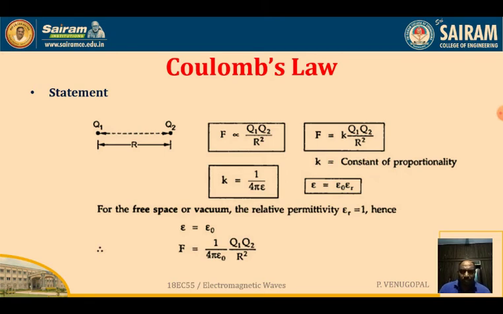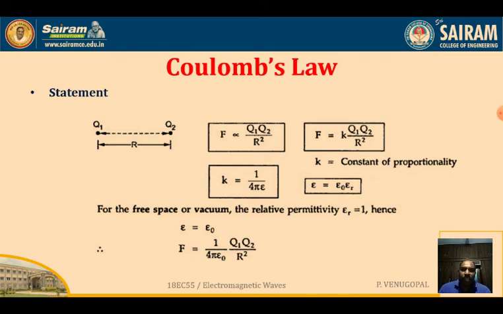Combining the two terms, we get F is proportional to Q1 Q2 by r square. By removing the proportionality symbol, we can write the constant: k is the constant of proportionality. Therefore, F is equal to k into Q1 Q2 by r square. The constant of proportionality k is equivalent to 1 by 4 pi epsilon.